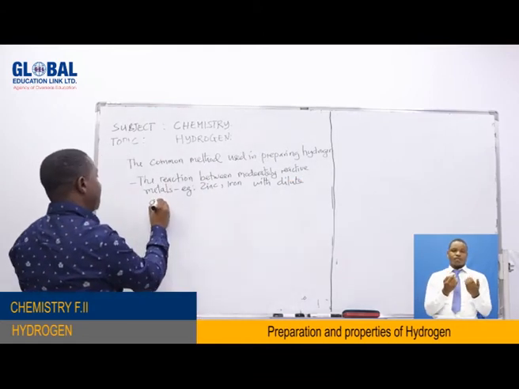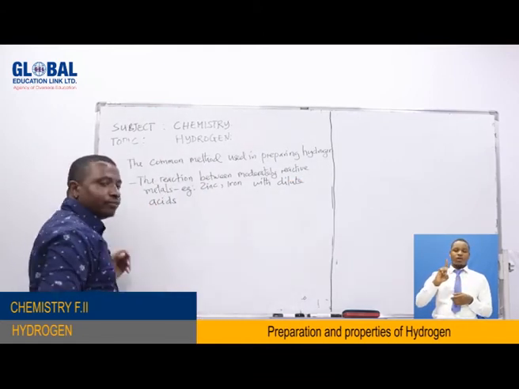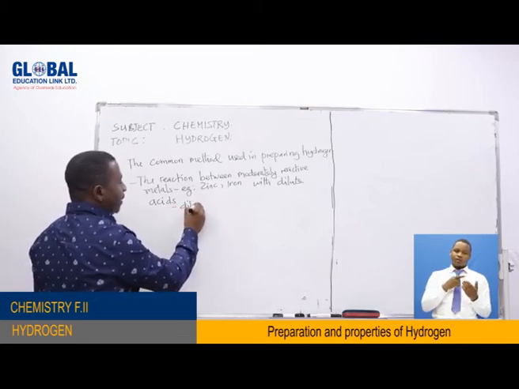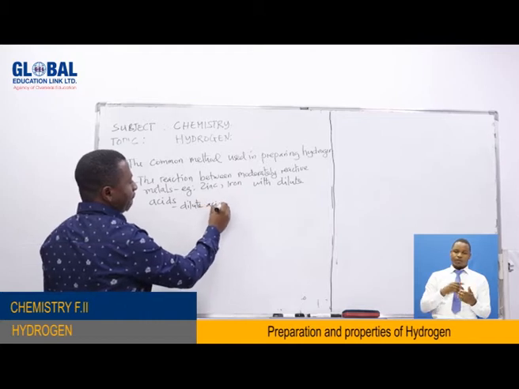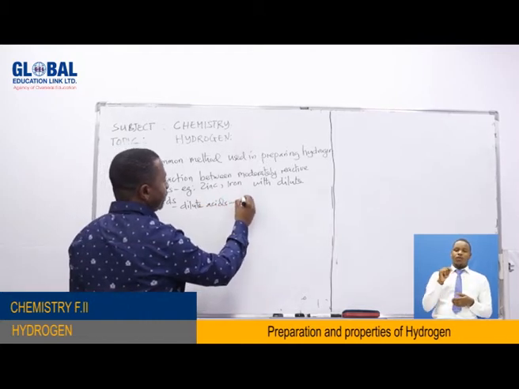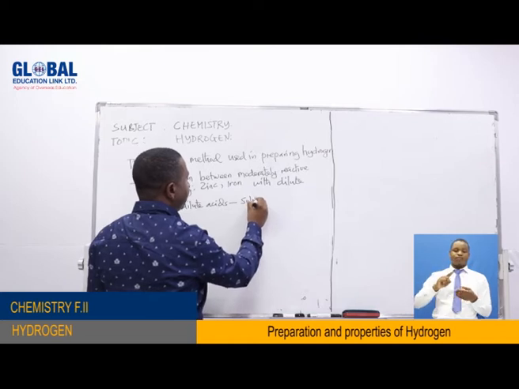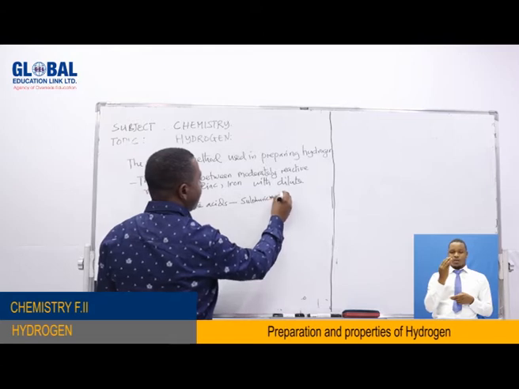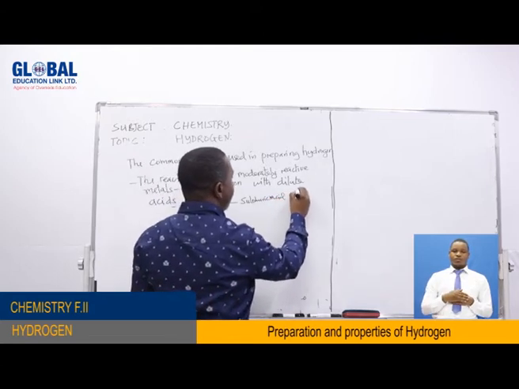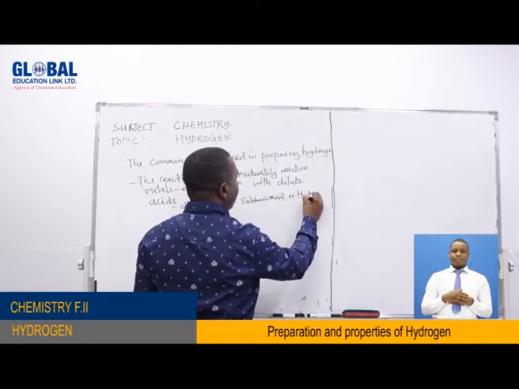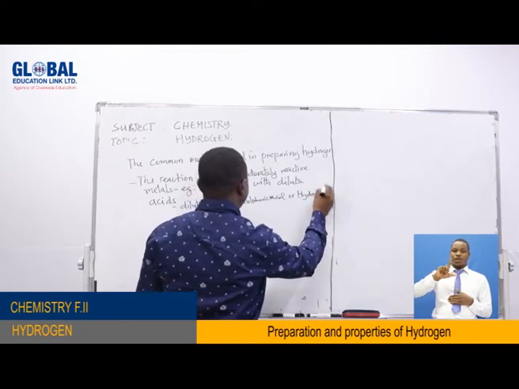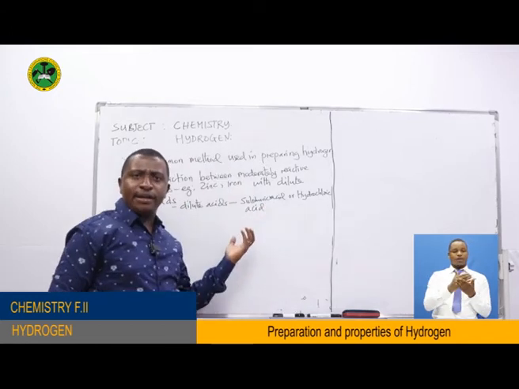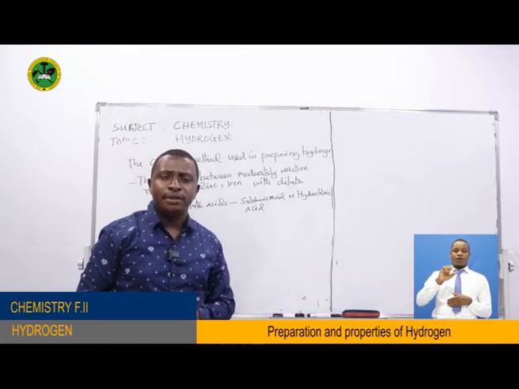dilute acids. Examples of the dilute acids can be sulfuric acid or hydrochloric acid. These are some of the dilute acids that can be used.